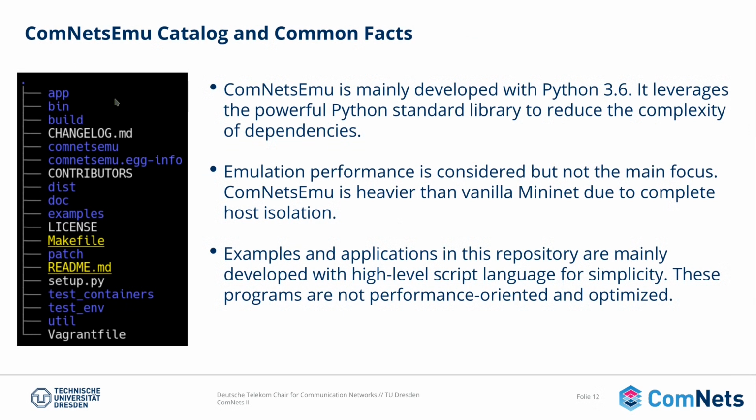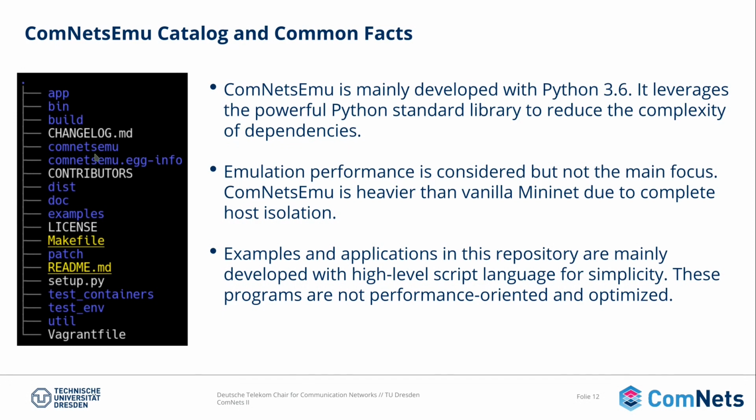If you have already downloaded the source code of ComNetsEmu, then let's go through the file catalog and some common facts quickly. The source directory of ComNetsEmu contains the following directories and files. Firstly, the app folder contains all applications introduced in the book, and they are classified into subdirectories. Each subdirectory contains a brief introduction, source code, Dockerfiles, and utility scripts of the application.